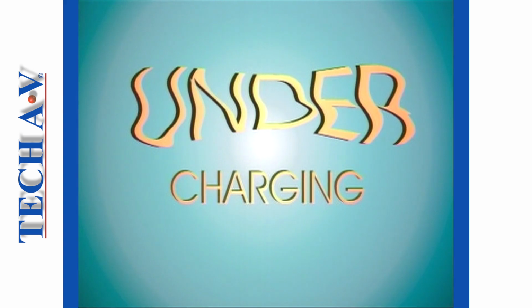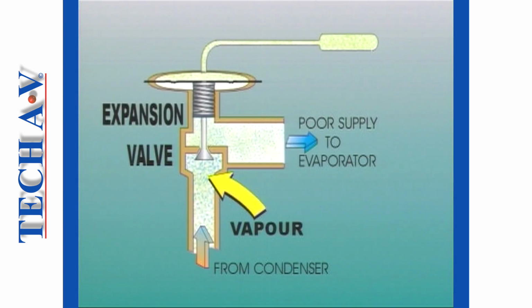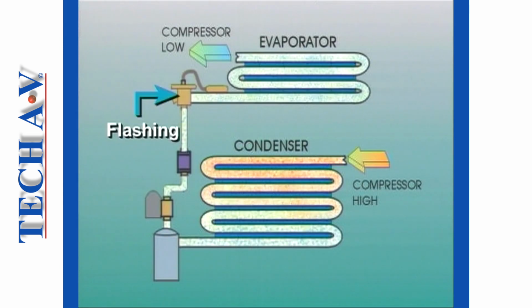Let us now discuss the problems of an undercharged system. When insufficient refrigerant is in a system, the condenser will not be able to provide enough refrigerant to create a liquid seal. As a result of this, the expansion device receives vapor, or at best, a mixture of vapor and liquid, which we call flashing. In this state, the desired mass of refrigerant cannot be metered into the evaporator.